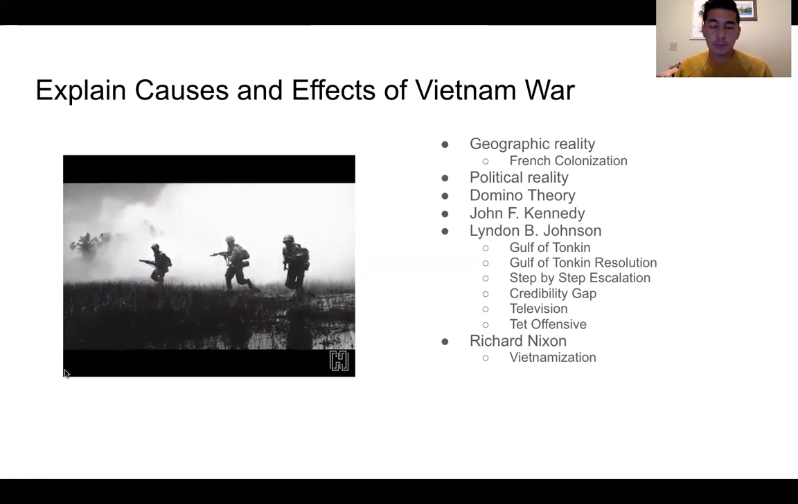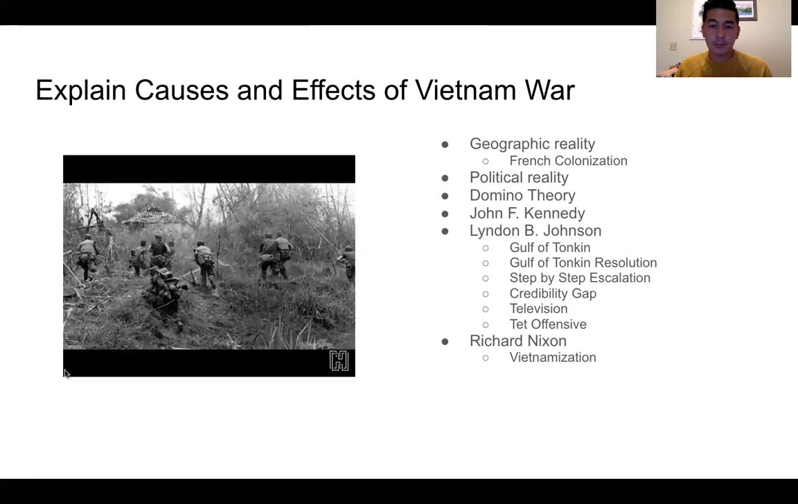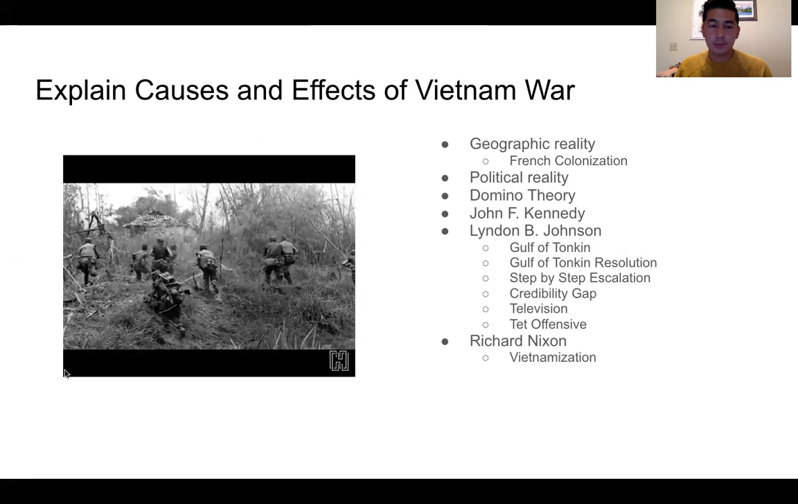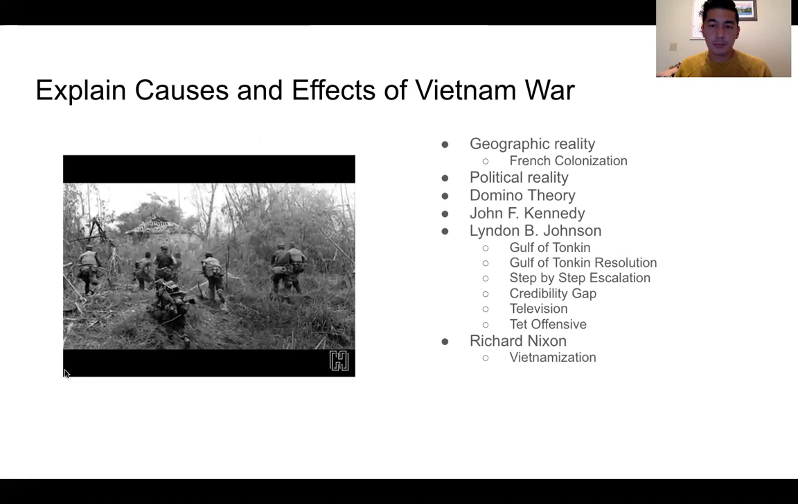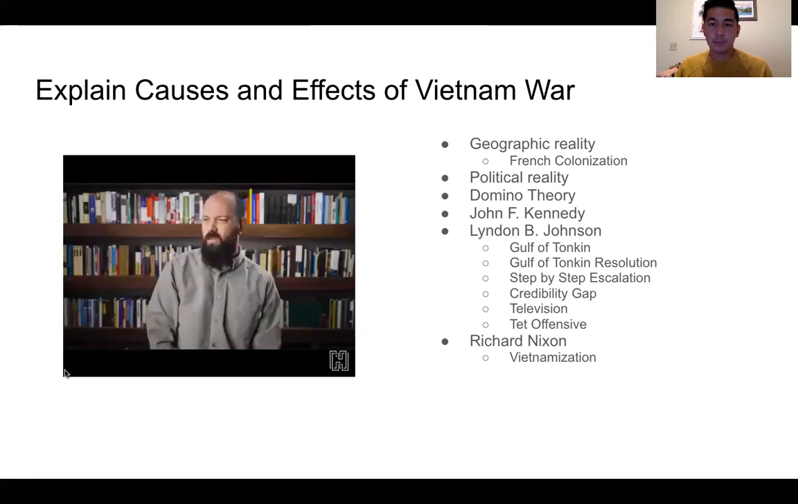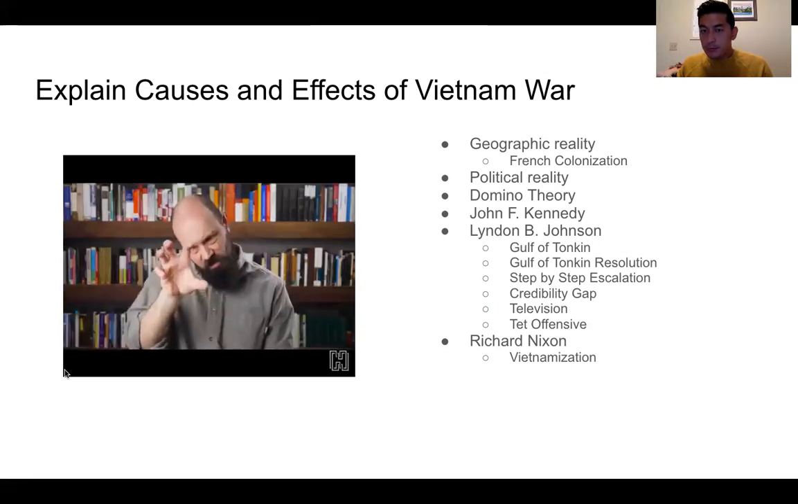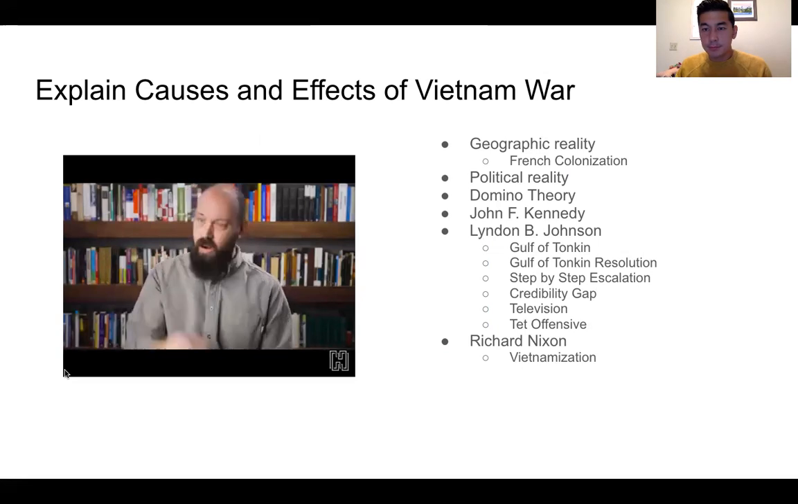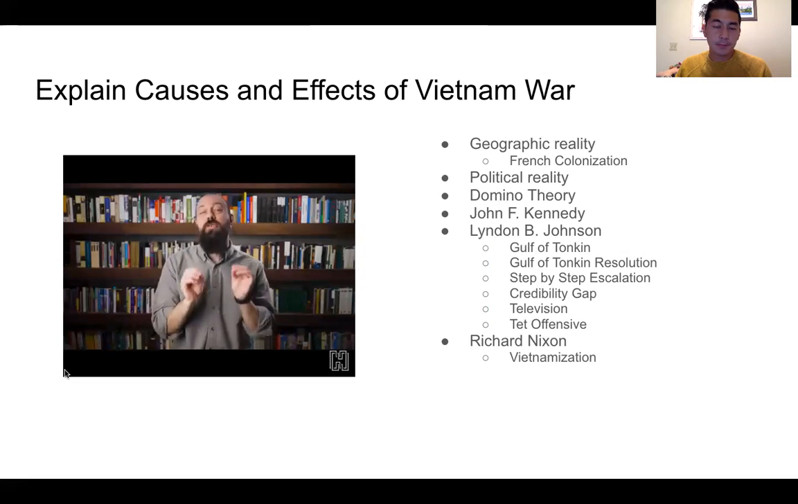Now, Johnson's strategy was step-by-step escalation. The idea was that the North Vietnamese were backwards and primitive, and if the mighty United States just applied a little more pressure, then they would bring them to their knees. Well, a little pressure didn't work, so let's just crank that knob again. Still didn't work? Let's crank it a little more. Still didn't work? Let's crank it a little more. Then all of a sudden, by 1965, nearly 200,000 American troops were fighting in Vietnam, and 2 years later, it was more than double that number.